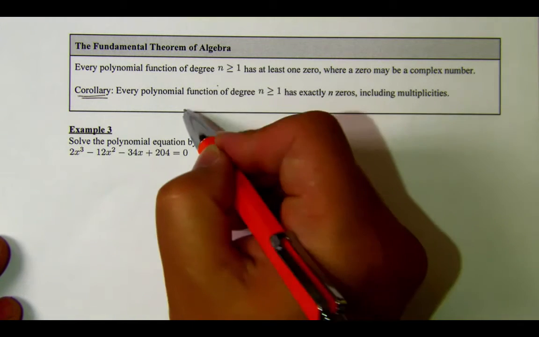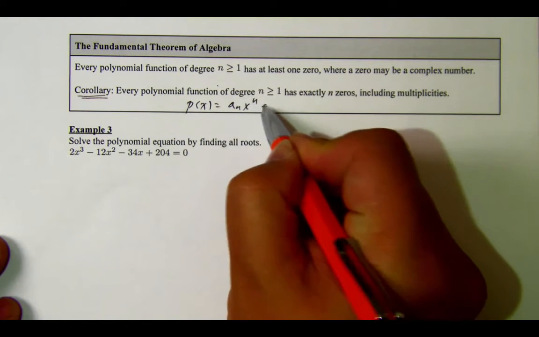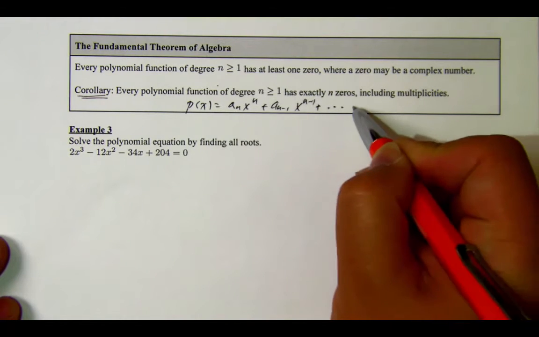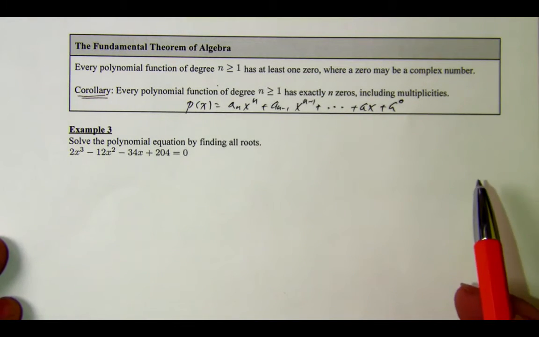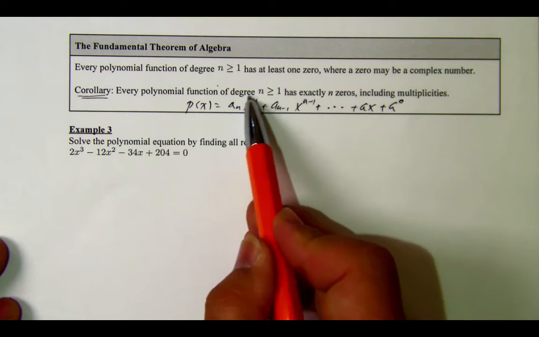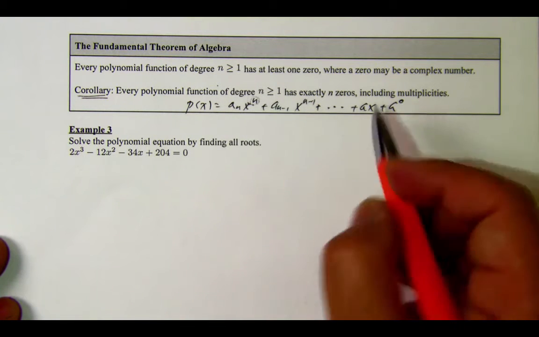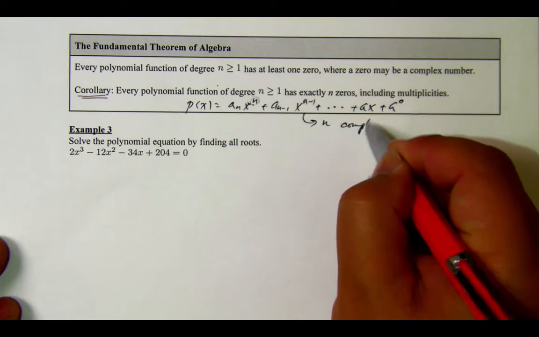So basically what this is saying is what we mentioned earlier, right? For example, if p of x is a_n x to the n plus a_(n minus 1) x to the n minus 1, dot dot dot, all the way to a_1 x plus a_0. It means that because the highest power is n, the degree of the polynomial is n, this implies that there are n complex roots.